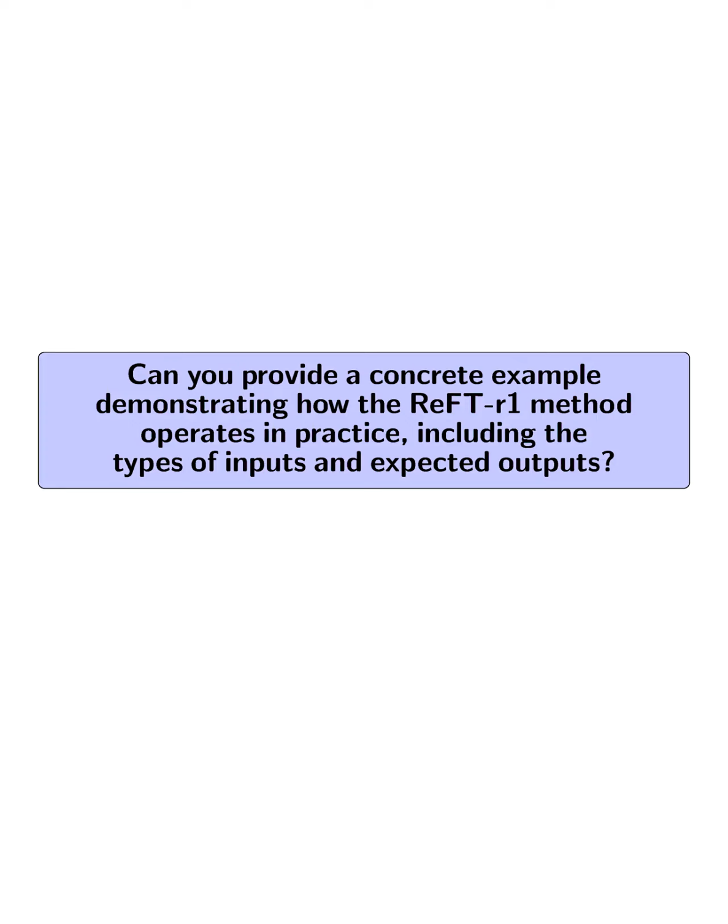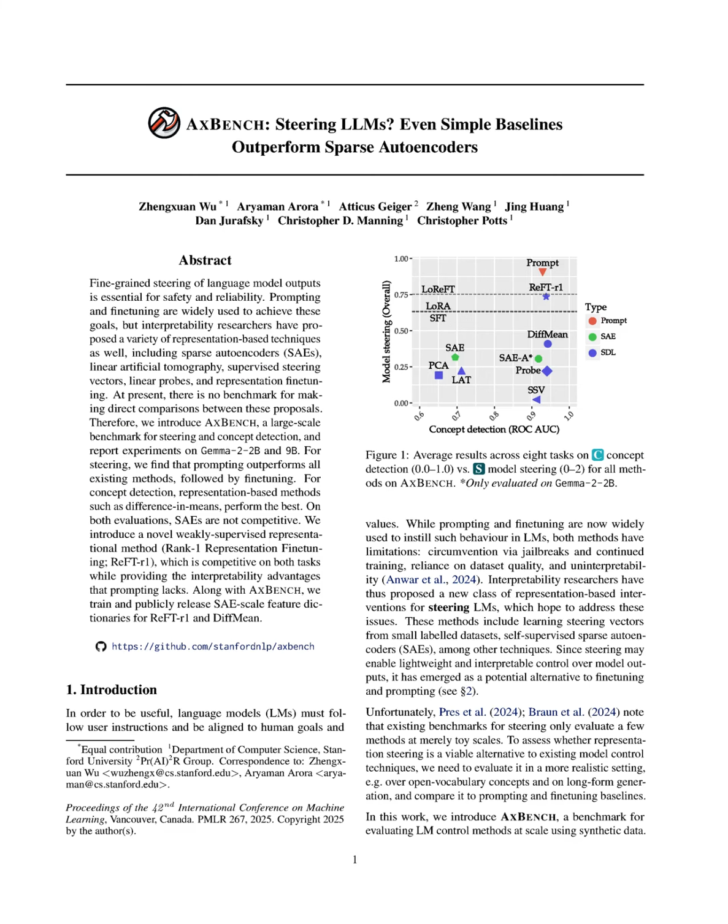Can you provide a concrete example demonstrating how the REFT-R1 method operates in practice, including the types of inputs and expected outputs? The REFT-R1 method operates by utilizing a weakly supervised approach to learn steering vectors from labeled datasets. In practice, it takes as input a list of natural language descriptions of concepts, which are then used to generate training and evaluation data through an LLM.